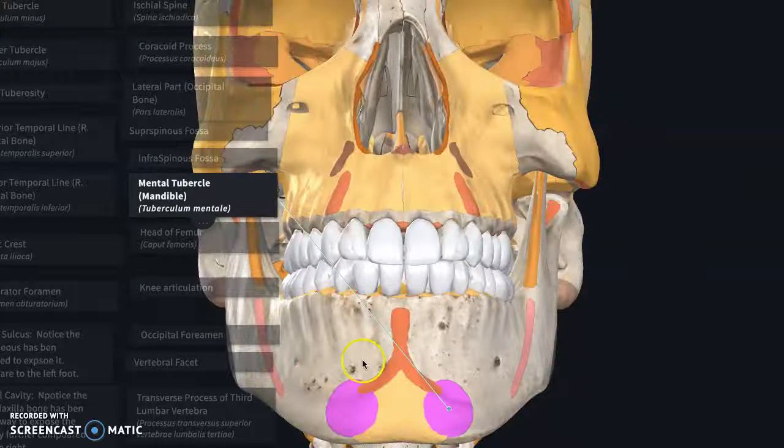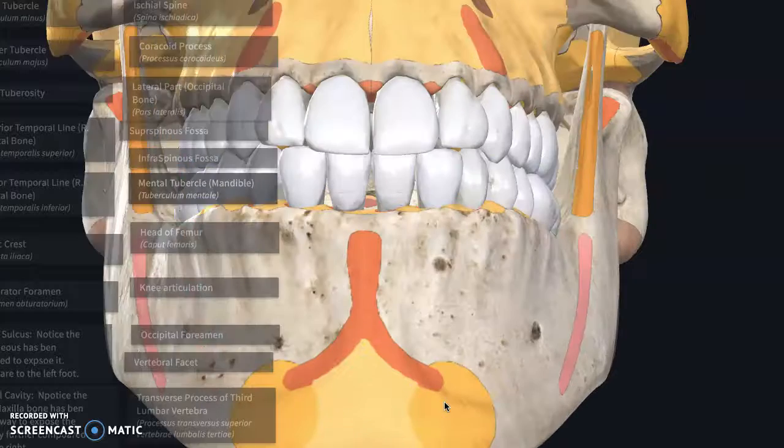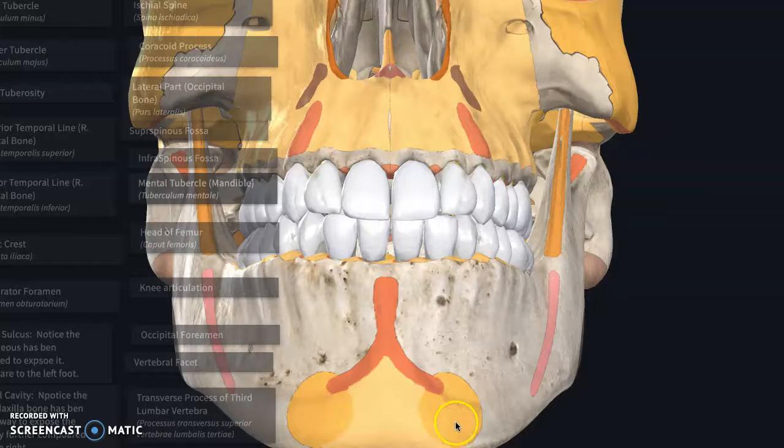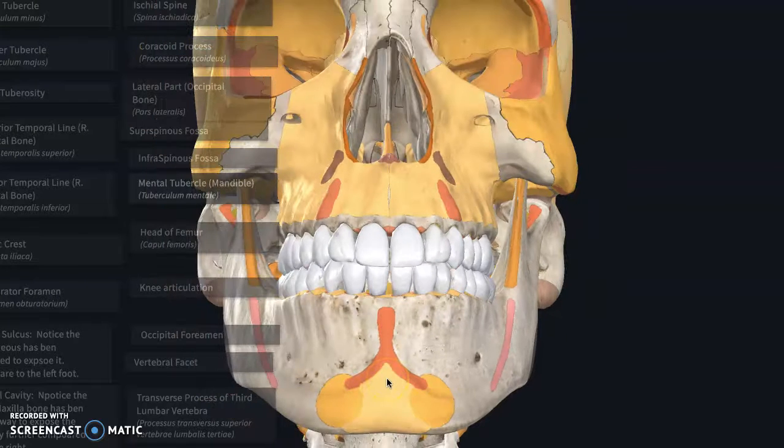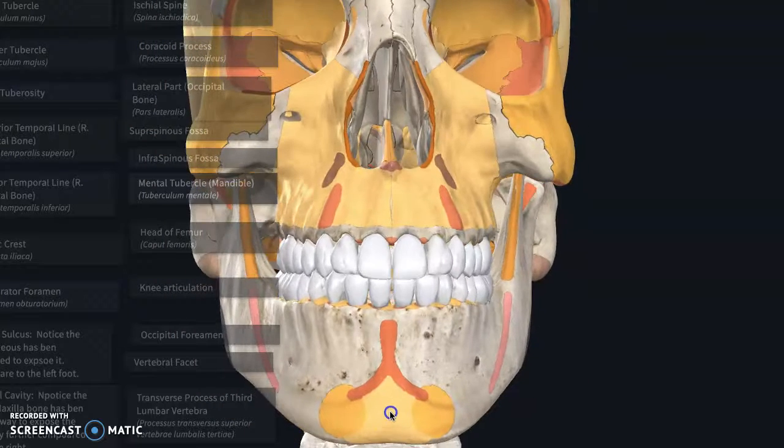So one we probably won't use a ton in this course, but I wanted to give you an example of a tubercle. Most people have, well, everyone has two tubercles. Some have more pronounced tubercles than others. And the tubercles, when you put the layer of skin on, are what give you a natural dimple in the front of your chin right here in the skin.